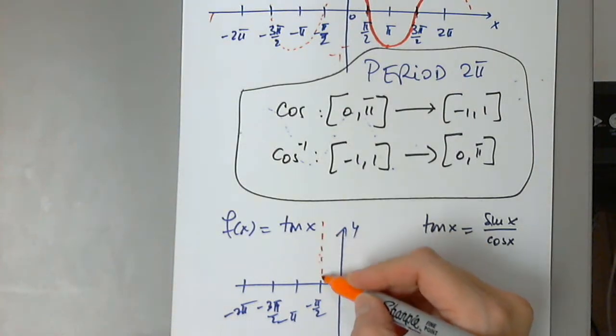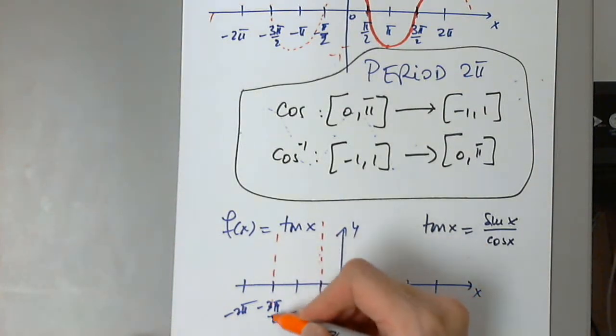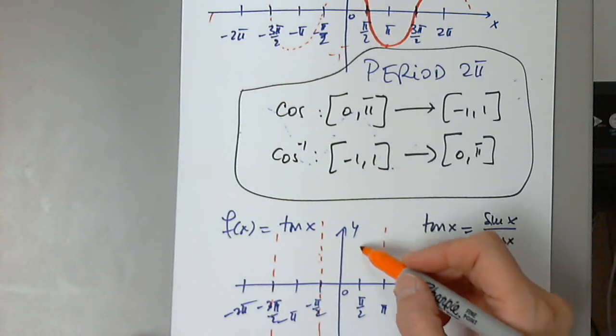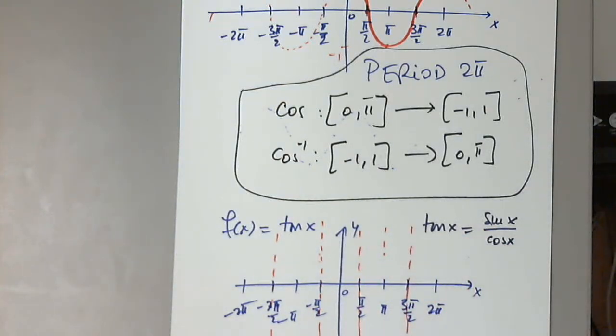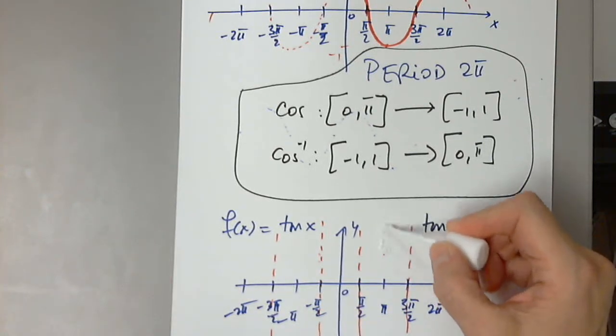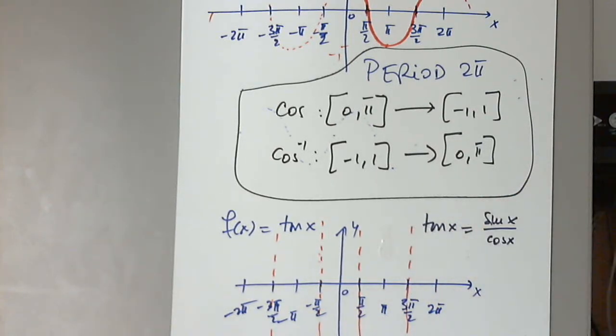So tangent is not a friendly function. Tangent, like the other ones, cotangent, secant, and cosecant, they're not friendly functions. They join log functions, square root, or even roots, and rational.